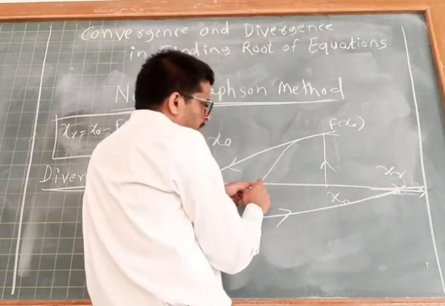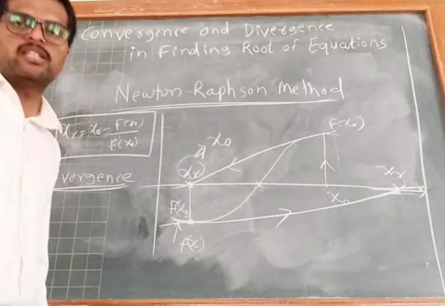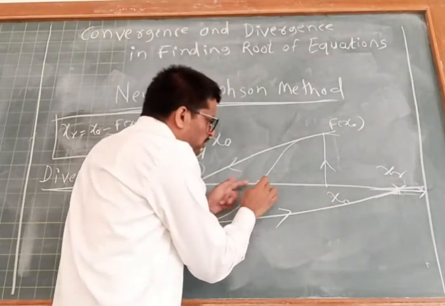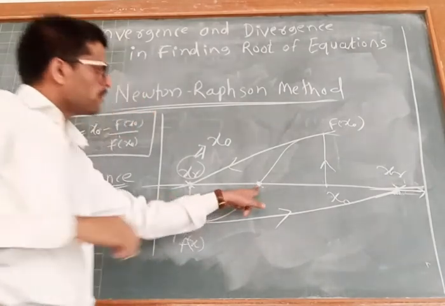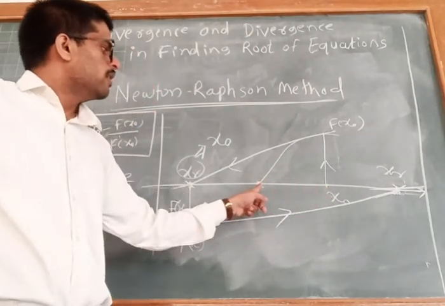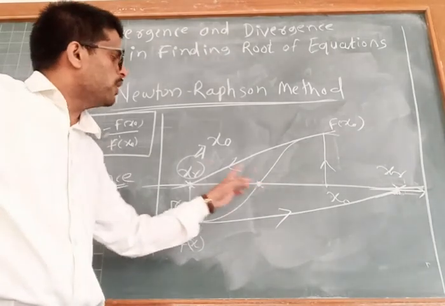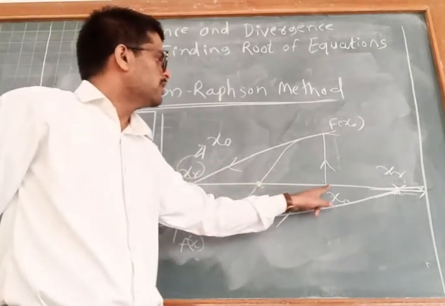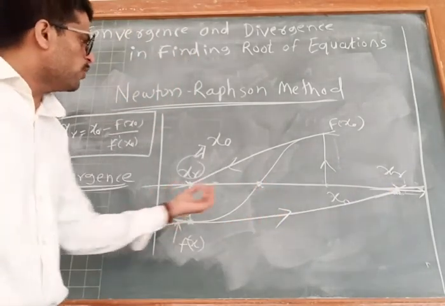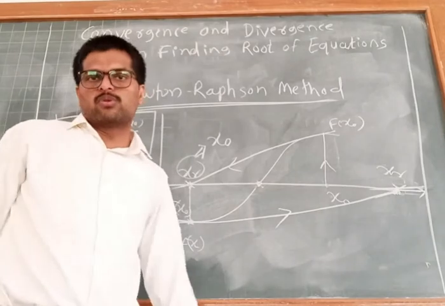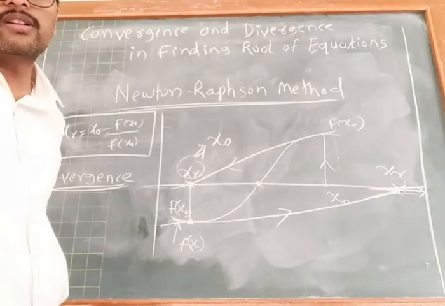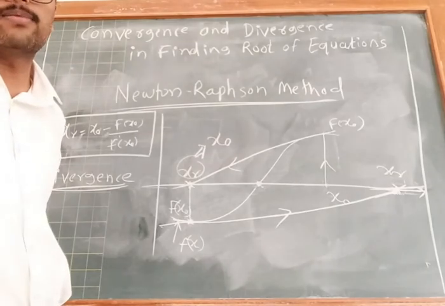Actual root is this. Now in case of convergence, in previous case we have seen that by choosing this initial case we are moving towards the actual root, towards this actual value of the root. But in this case, instead of moving towards the actual root, we are going away from this answer. So this is near but this is away. So in this way, instead of going towards the actual root, we are moving away from the root. So this is called divergence case. This is called divergence in case of Newton-Raphson method.